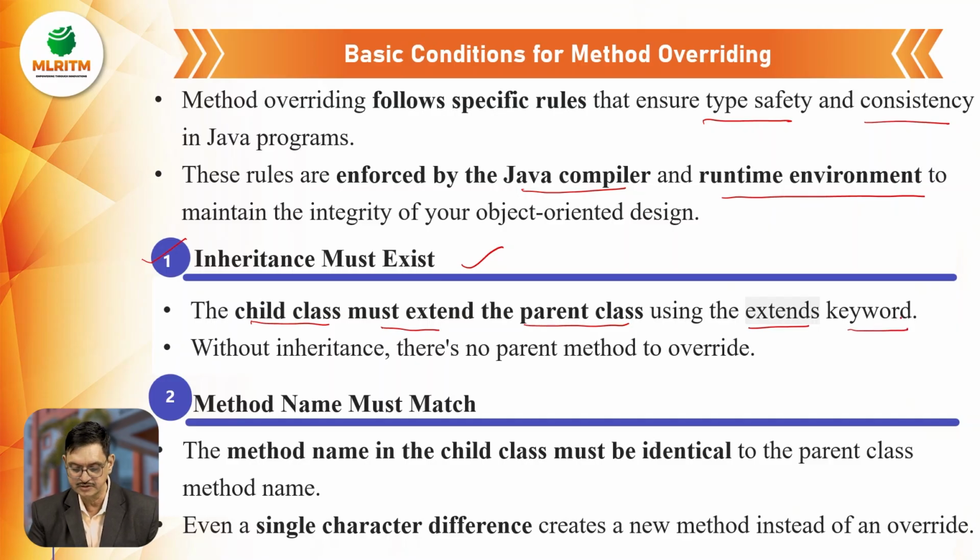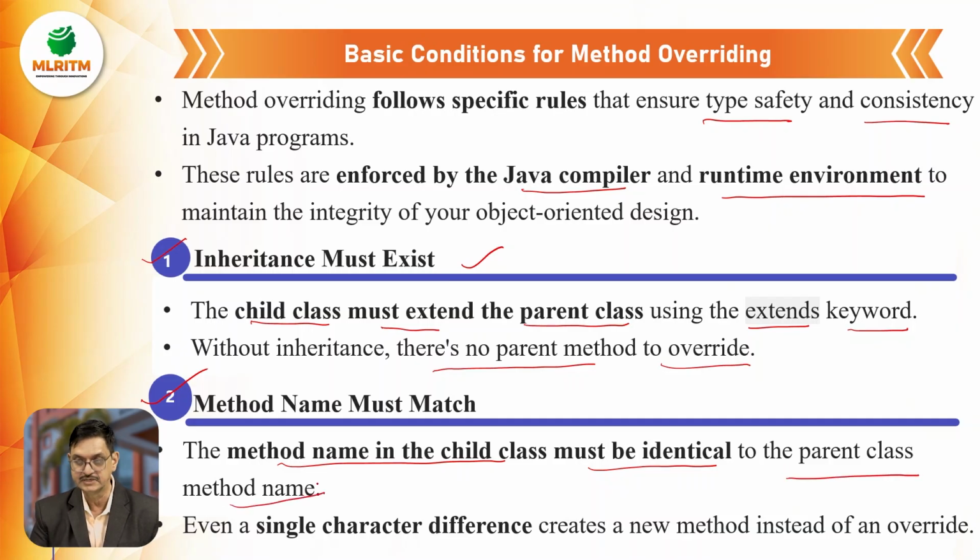Without inheritance, there is no parent method to override. Be careful. So, second condition, the method name must match. Unless the method name matches the parent version of the method, this overriding condition doesn't exist. So the method name in the child class must be identical to its parent class method name. That is one of the important things.